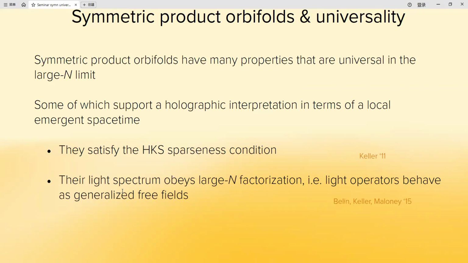And symmetric product orbifolds have many properties that are universal once we take the large N limit, the limit of having many copies of our seed theory. Some of them support a holographic interpretation in terms of a local emergent space-time. First of all, they satisfy the HKS sparseness condition that we saw before, so they have the correct phase diagram. And secondly, their light spectrum obeys large N factorization. That means that light operators behave as generalized free fields, and on the bulk side, that implies that gravity is weakly coupled.